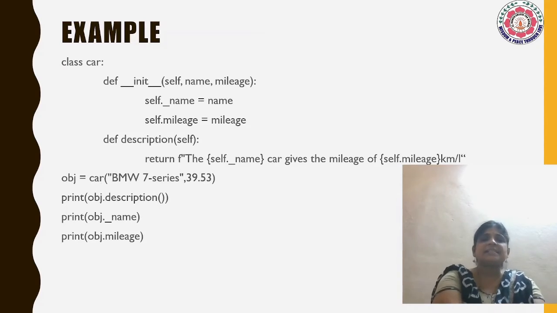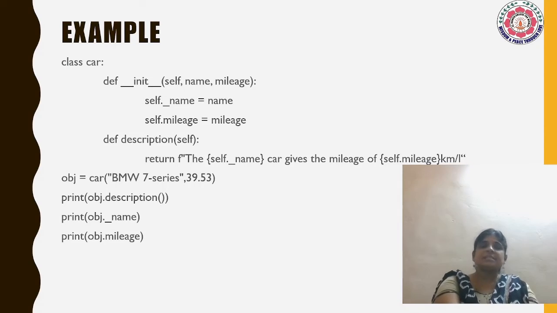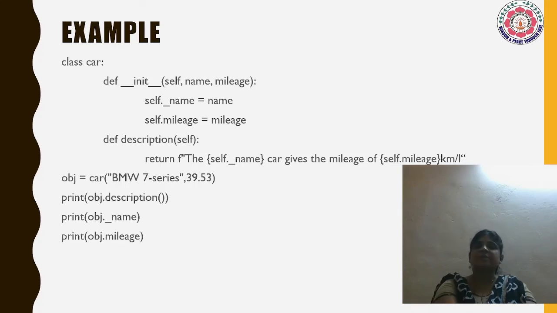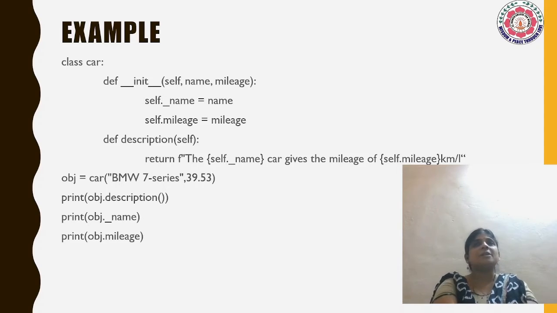If you can see this example, whatever I have explained, you would understand. Def underscore init, and then I have in my class car, I am using this init method, and I am constructing the names of name and mileage, and then using this self, I am trying to print a statement. So in the next line, when I create an object like this, I give some values for this object, say BMW 7 series and its mileage 39.53. Of course, BMW's mileage is not 39.53, but since I give some values, we'd be able to print them.